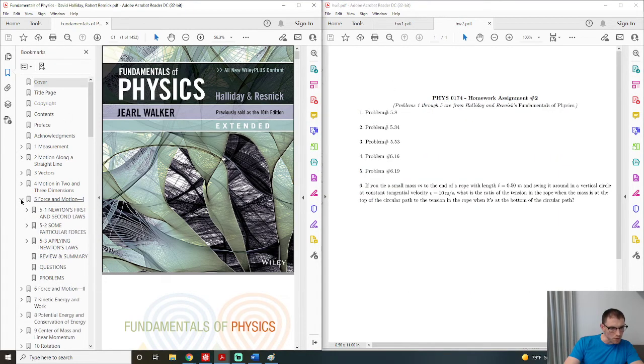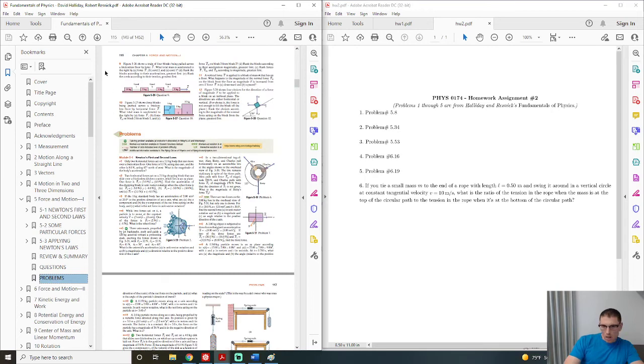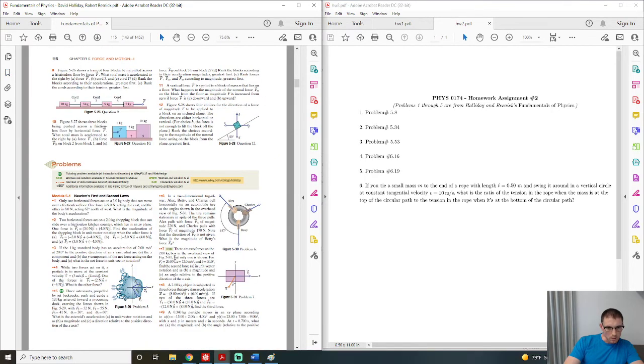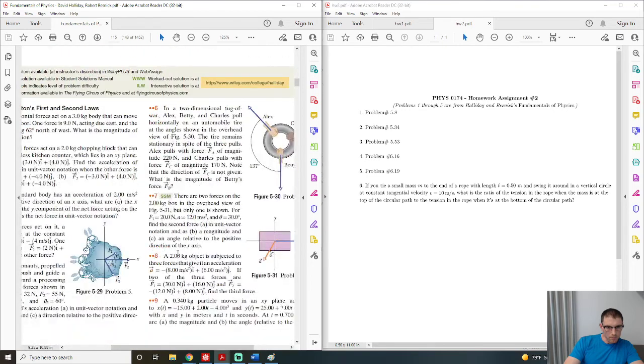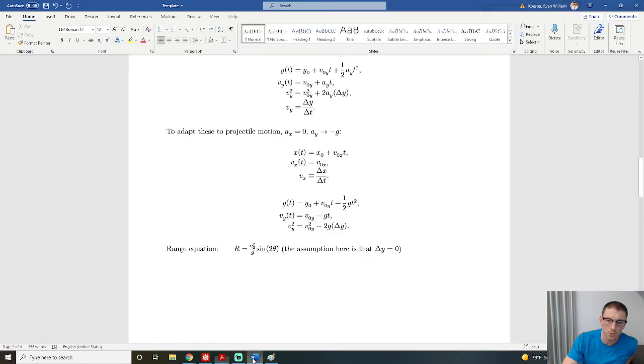Okay, so this is problem number 8 from chapter 5. Let's see what this is looking like. I think that this one is a little on the simpler side, but this might be good to do just so we get some practice with vectors and stuff like that, right? So let's just try to knock this one out really quickly here.